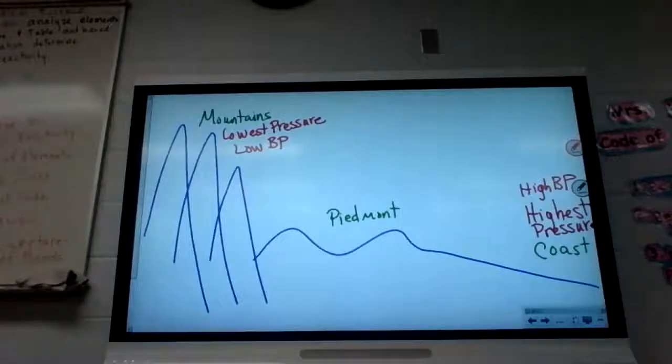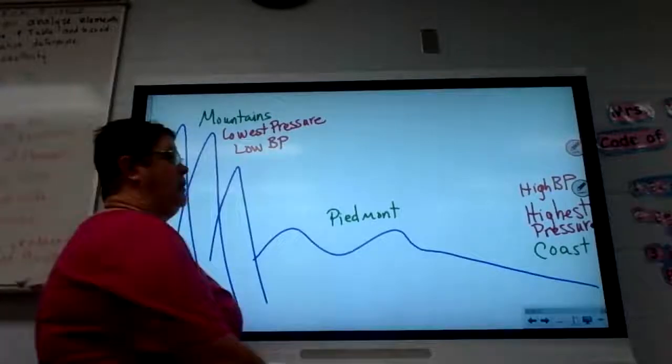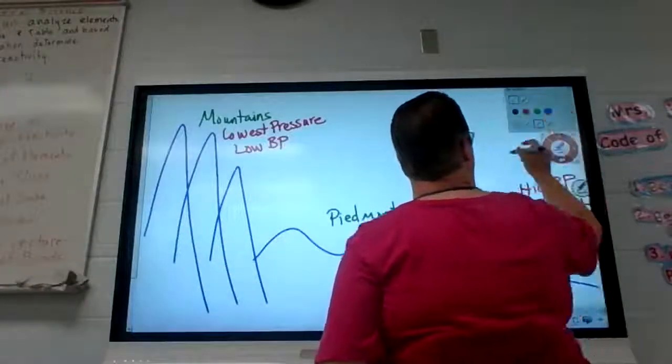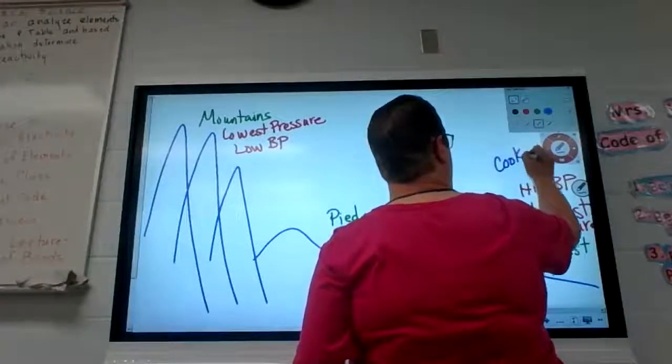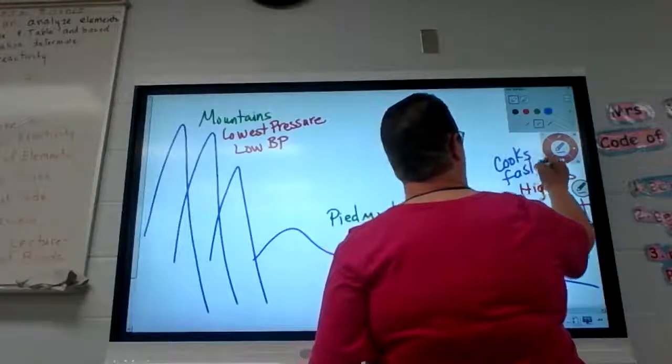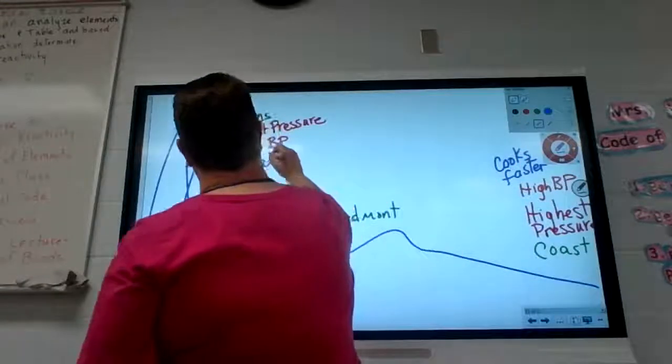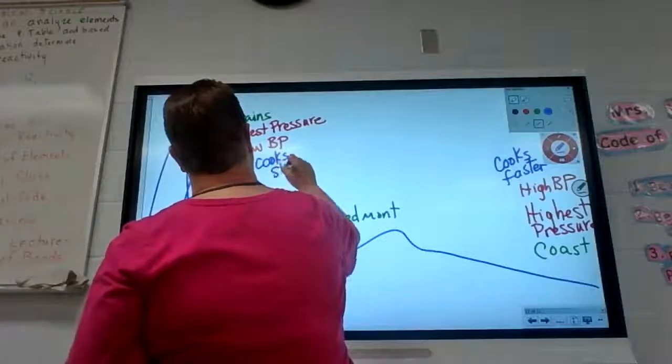Does it cook faster at a high temperature or low temperature? High. It cooks faster at the coast. This is beyond. Have any of you ever baked before? Well, yeah, but like... Have you ever looked at the side of the box?